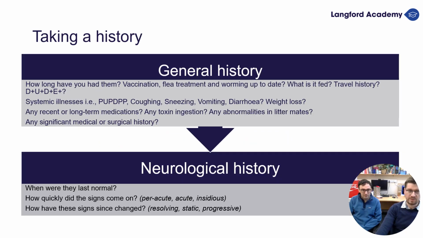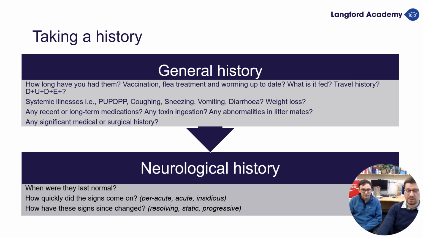So just an overview of some history taking. We usually like to start with a little bit of general history, predominantly focusing on any signs of systemic illness with the animal, so weight loss, coughing, sneezing, vomiting, diarrhea, any polyuria, polydipsia or polyphagia. If the owners are still in contact with any of the littermates or the breeder, and if they've had any significant medical or surgical history. Travel history is also quite a big one, obviously with the development of brucella and the zoonotic potential for that.